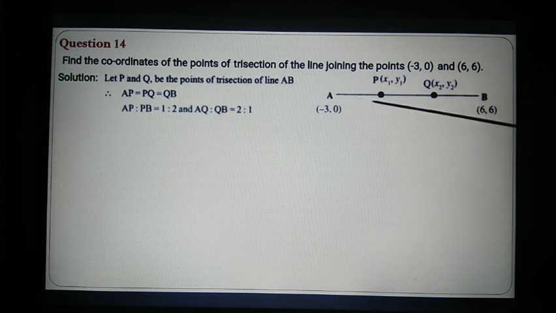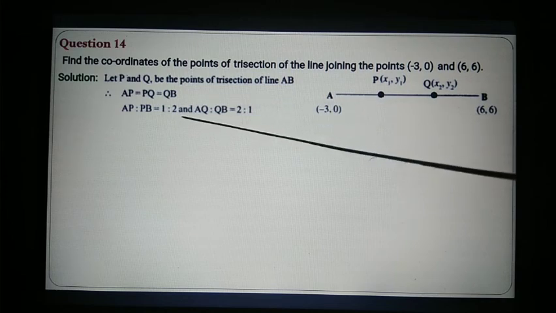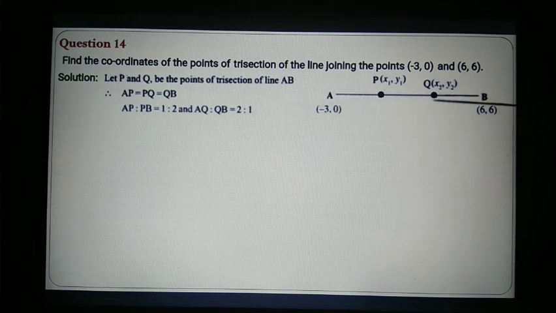So from here to here is going to be AB. If you want to find the coordinate of this, from here to here is 1, from here to here is 1, from here to here is 1. So basically from here to here is 2, right? That's why AP to PB is 1:2. Similarly AQ is 2 and QB is 1, so AQ to QB is 2:1. Hope this is clear to you.